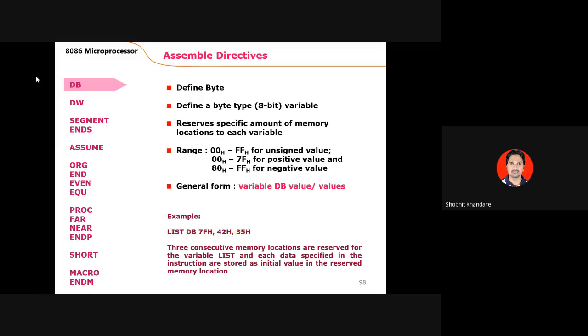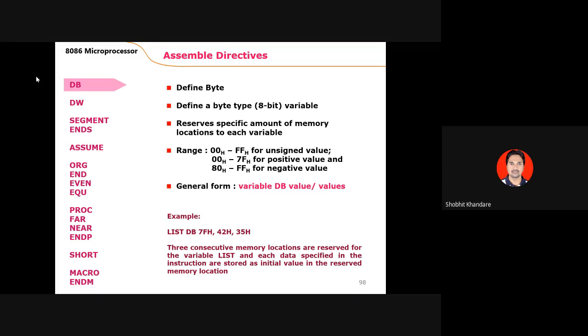DW. Yes. As far as DB is concerned, these are the things. Okay. I already have shared the PPT with you. Please go through this. Okay. So this is not new to you. There is an example. Okay. Please go through this.